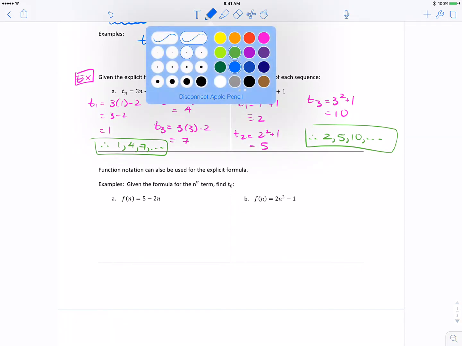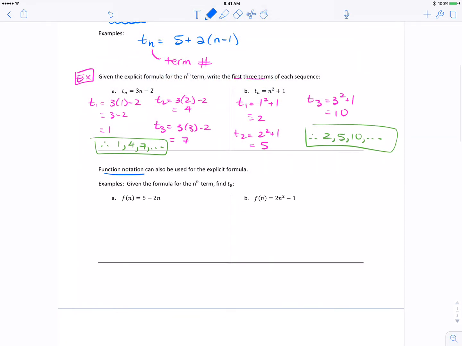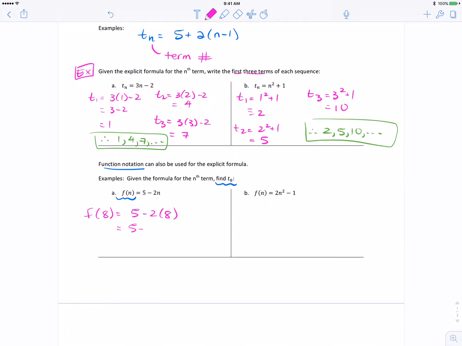We also see something called function notation. Okay, so this is a little bit different. We just see the formula f of n. It means if I plug in a number for x, or n in this case, what do I get for the y value? So find term 8, it says in this example. So we write f of 8. That's my x value, or n value in this case. Substitute n equals 8, 5 minus 16, which equals negative 11. Doing the same thing here, f of 8, 2 times 8 squared minus 1, 127. Okay, so that's the 8th term in the sequence.